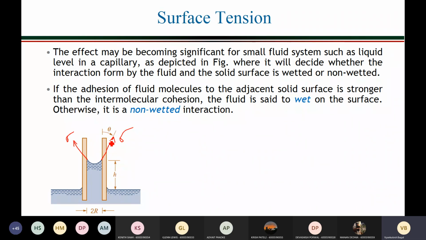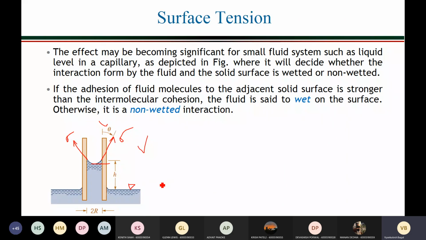The sigma is acting at the angle made by the sigma with the vertical. This angle is theta. We know this, right? And h is the height of the column from the free surface, the height of the liquid column. This is typical. For example, you have a glass tube dipped in water, so you will get this type of configuration. We call this a capillary rise.